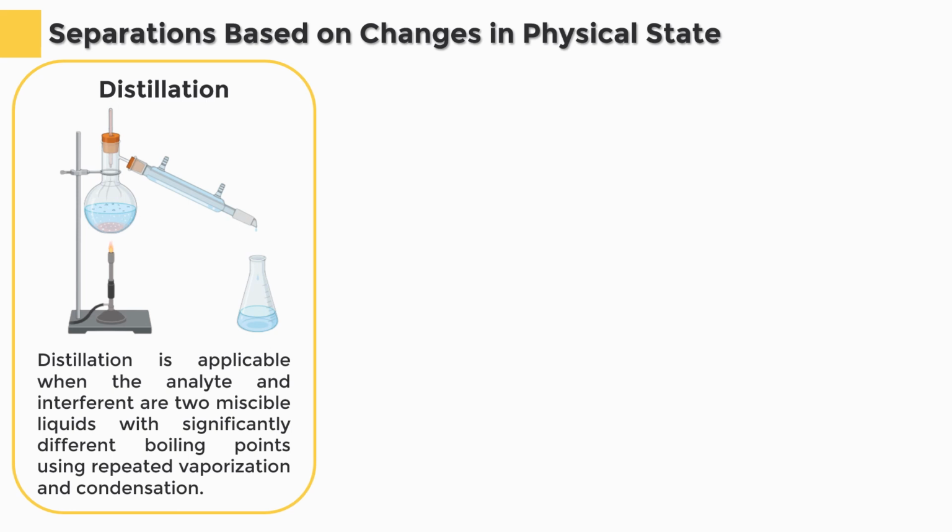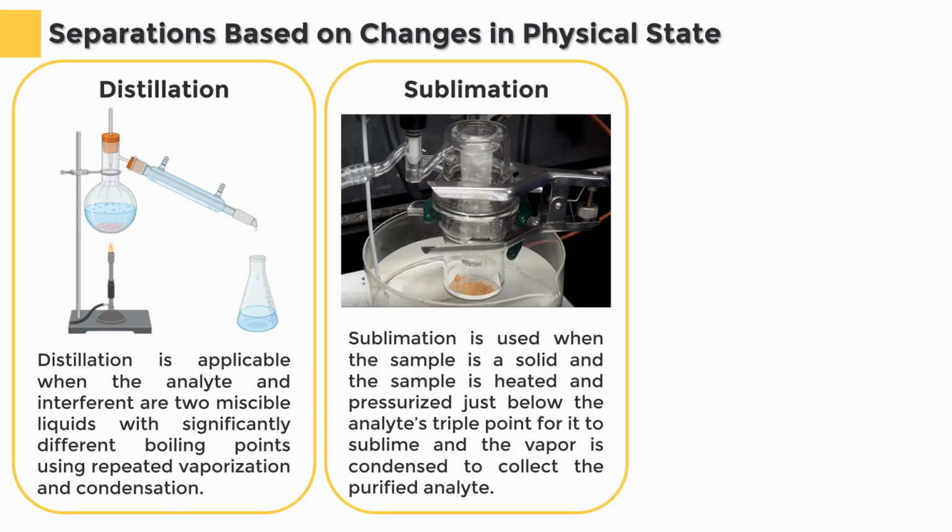separation. The next one is sublimation, and it is used when the sample is solid. In this technique, the sample is heated and pressurized just below the analyte's triple point for it to sublime, and the vapor is condensed to collect the purified analyte. One example of this is separation of amino acids from fossil mollusks and deep sea sediments.